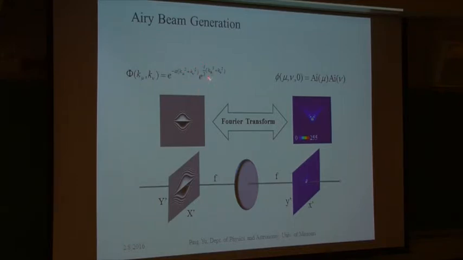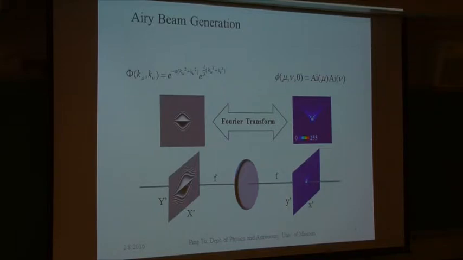It is proportional to exponential of i, which means imaginary, times the power of 3 of kx and ky. This is the Fourier transform of this Airy function. We know that in optics, if you have a lens, and you put an object at the front focal plane of the lens, and then you look at the back focal plane, those two planes are Fourier transforms of each other.